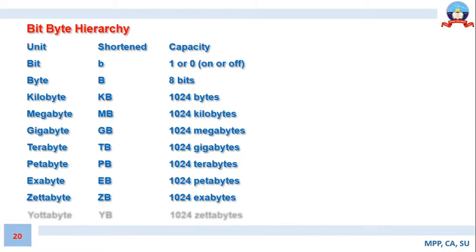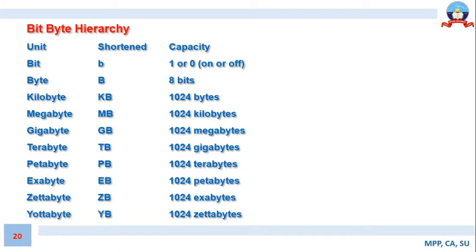Now next we have zettabyte. So 1024 exabyte is equal to 1 zettabyte. Zettabyte is represented by ZB. Likewise 1024 zettabyte is equal to 1 yottabyte. So yottabyte is represented by YB.